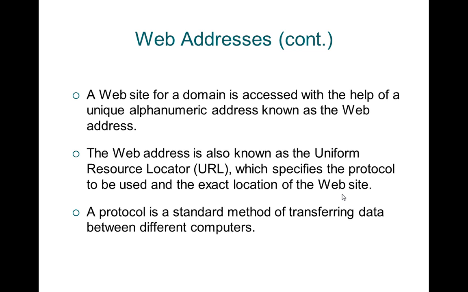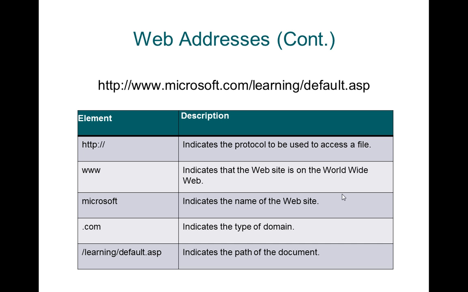Next point is protocol. A protocol is a standard method of transferring data between different computers. For example, there are some rules and regulations, some standards. Suppose I want to apply for voting or for a license: if a person's age is greater than or equal to 18, then he or she is eligible for voting. In the same way, there are standard methods for transferring data between computers, known as the protocol. Understood?